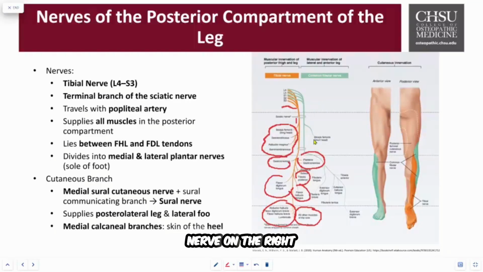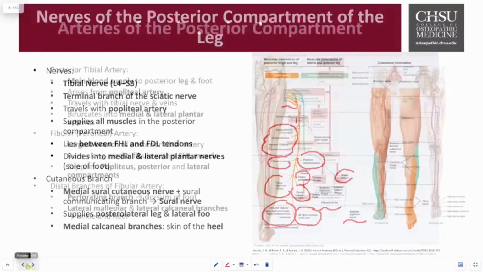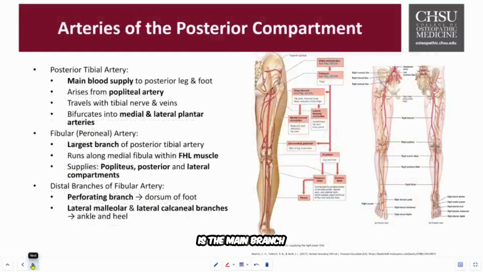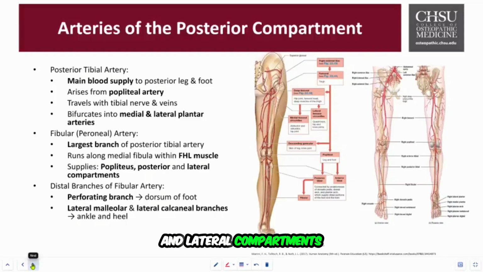And the common fibular nerve on the right shows it branching out to the tibialis anterior, all the extensor muscles, and the fibularis tertius. The posterior tibial artery is the main branch of the popliteal artery that supplies the posterior leg and foot. It gives rise to the medial and lateral plantar arteries. The fibular artery, its largest branch, runs within the FHL and supplies the posterior and lateral compartments. Its perforating branches then reach the dorsum of the foot.